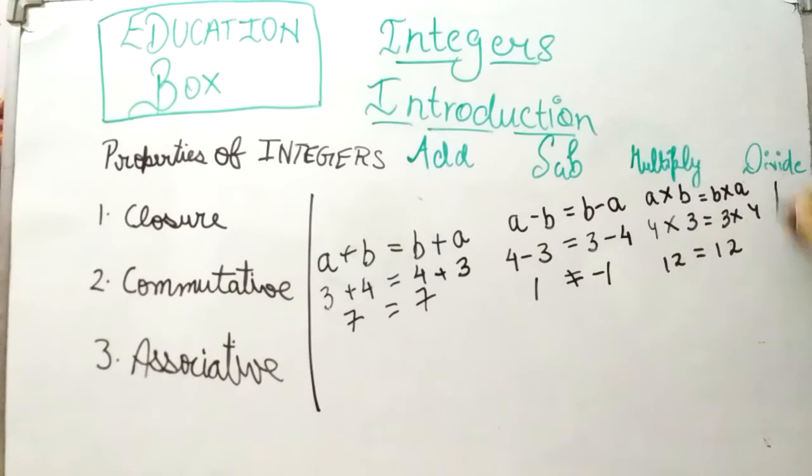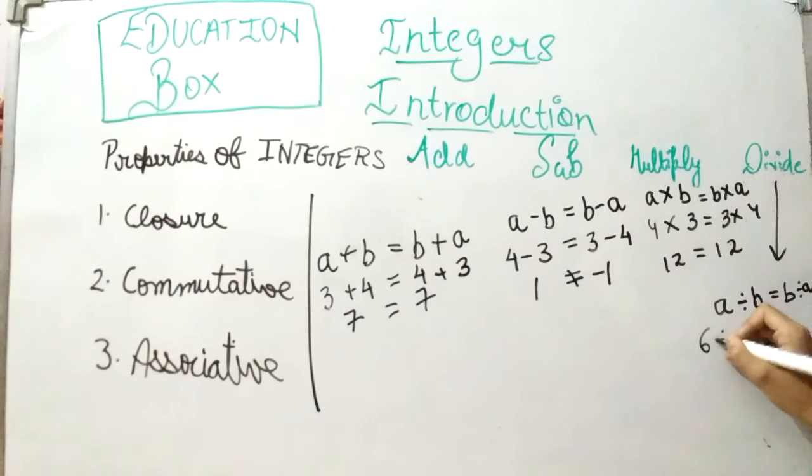Now let's check this in division. In this property we can write that A divided by B is equal to B divided by A. Now let's check this. Let's suppose we take a number as 6 divided by 2. Then our answer will also be equal to 2 divided by 6.